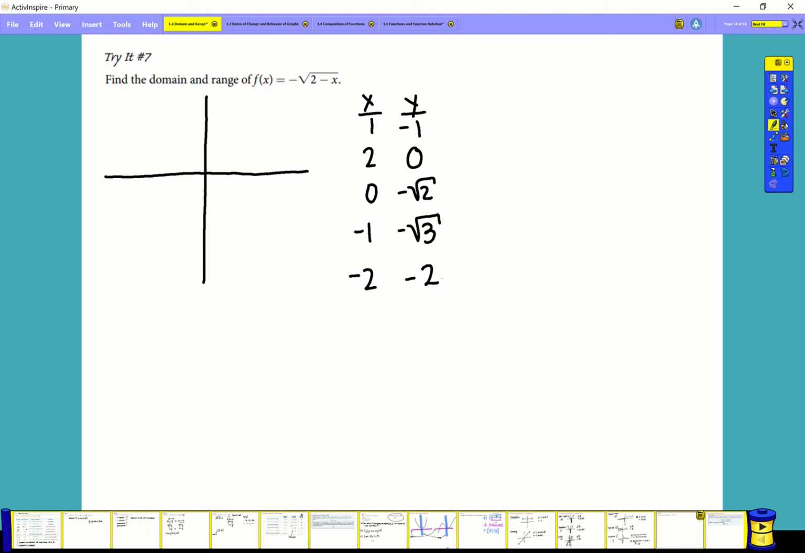And I can start plotting these. So when my x is 1, I'm just going to be approximate. Here's 1. My y is negative 1. So this is my point. This is my first point.